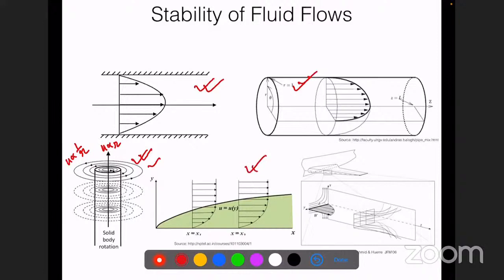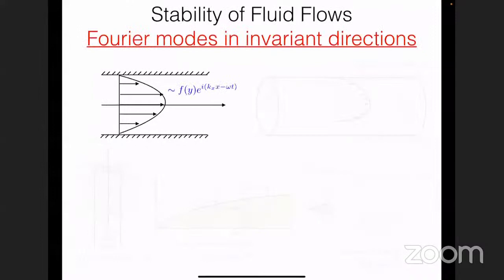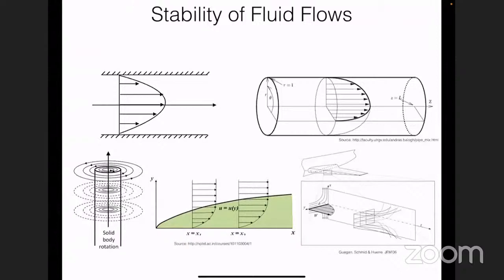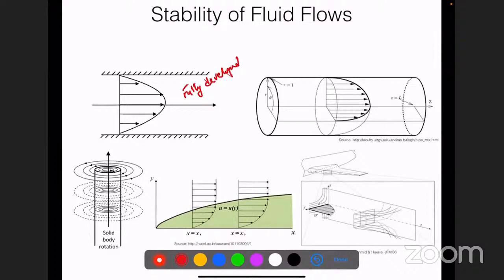Then you can have a boundary layer profile. So it looks similar to the channel flow, with the key difference that the flow profile is changing along the x coordinate. In the channel flow, we say this is fully developed, and that essentially implies that the flow does not vary in the direction of the motion. Whereas in the boundary layer flow, the flow is actually varying along the direction of motion. So in that sense, it's not invariant in the flow direction.